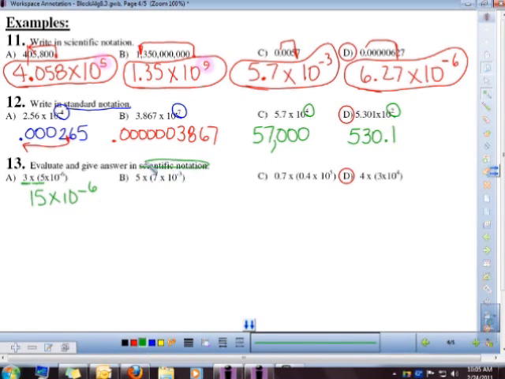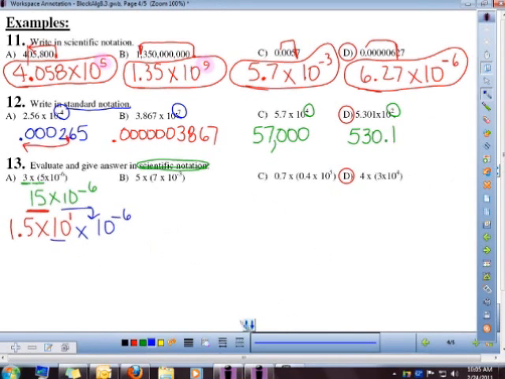Is this scientific notation that I have? No. What's wrong with this? Exactly. This 15 is not less than 10. This number right here has to be less than 10. So what I'm going to do next is change this number to scientific notation. Ignore this for a minute. 1.5, exactly. 1.5 times 10 to the 1. And now we're going to bring this part down. Times 10 to the -6.